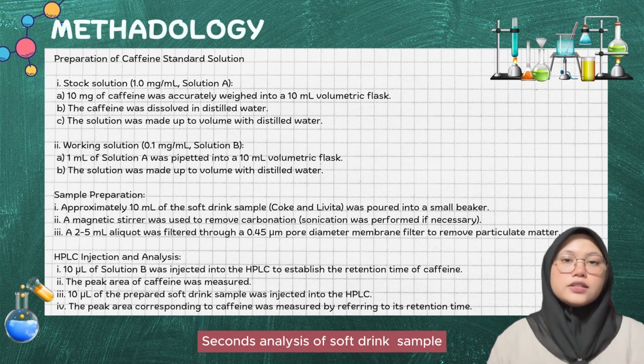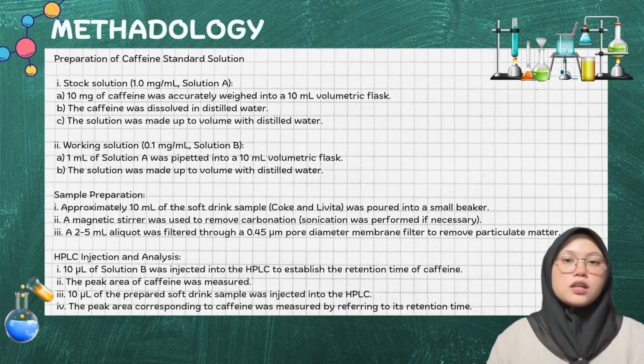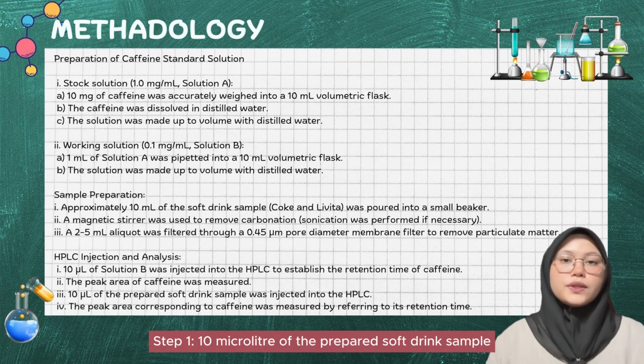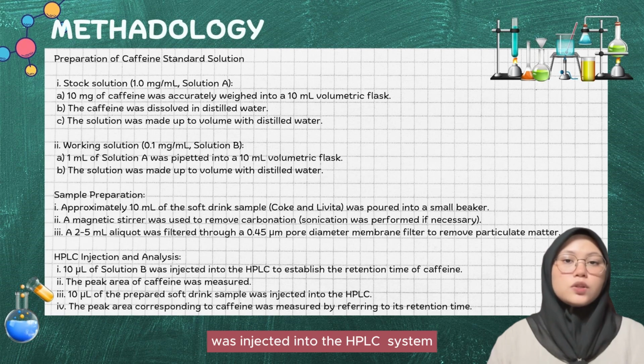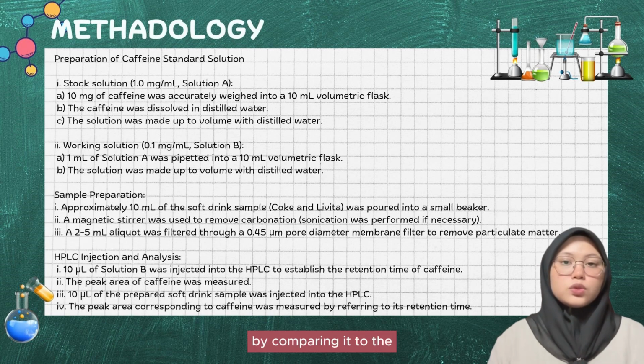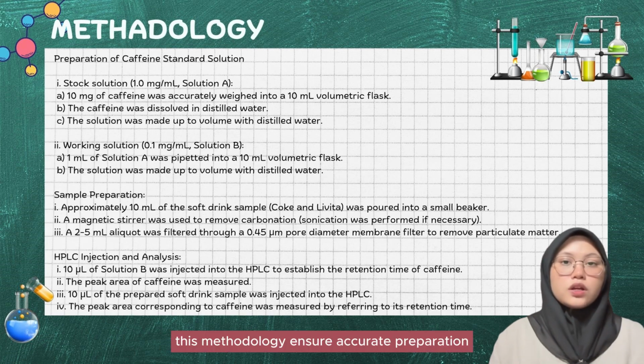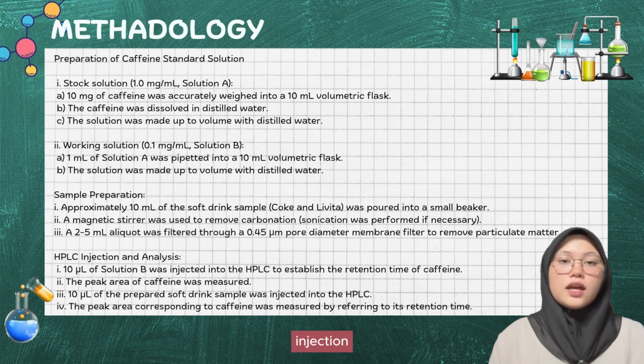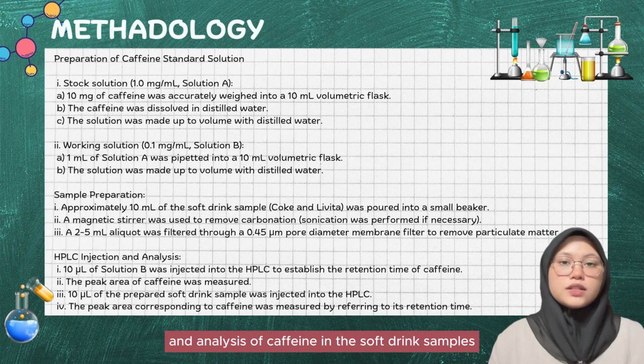Second, analysis of the soft drink sample. Step 1. 10 microliters of the prepared soft drink sample was injected into the HPLC system. Step 2. The peak area corresponding to caffeine was measured by comparing its retention time to that of the standard solution. This methodology ensures accurate preparation, injection, and analysis of caffeine in the soft drink sample.